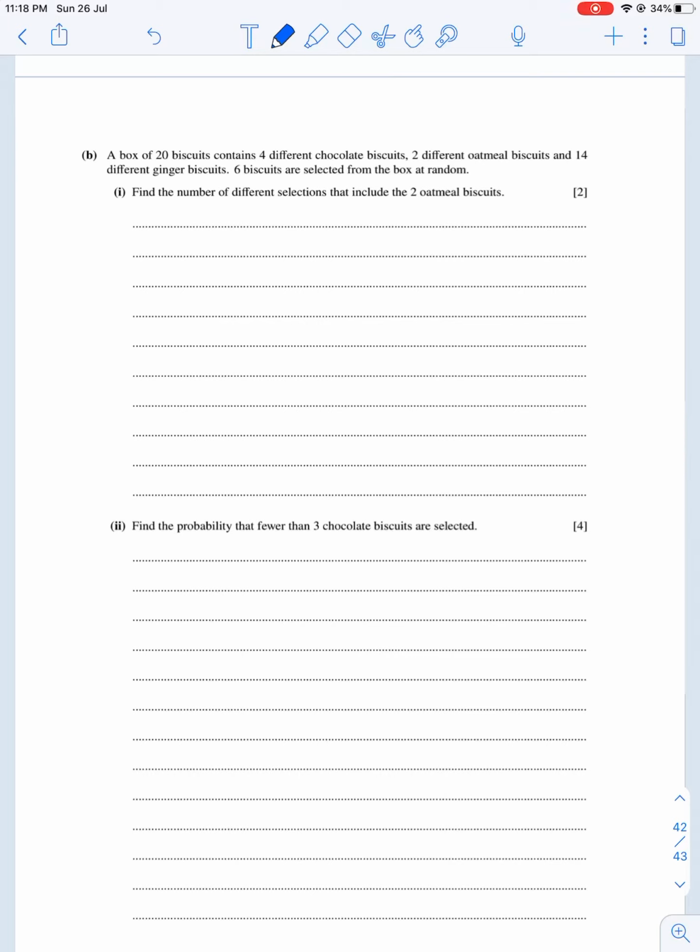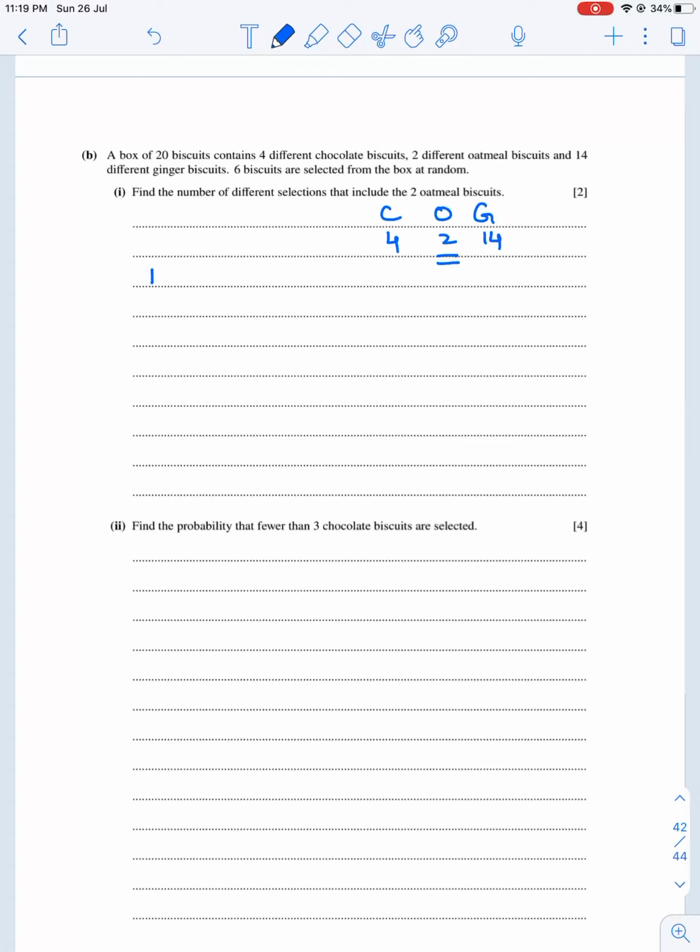Okay, a box of 20 biscuits contains 4 different chocolate biscuits. Okay, let me write it down. 4 different chocolate biscuits, 2 different oatmeal biscuits and 14 different ginger biscuits. 6 biscuits are selected from the box at random. Find the number of different selections that can include the 2 oatmeal biscuits. You have to have these 2 oatmeal biscuits.